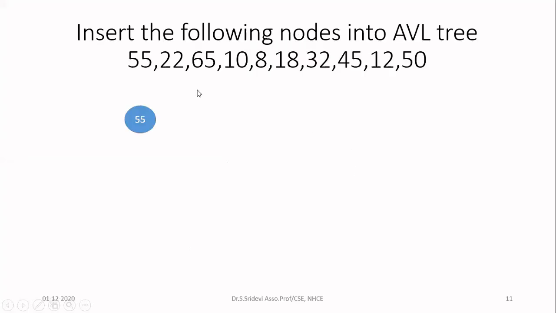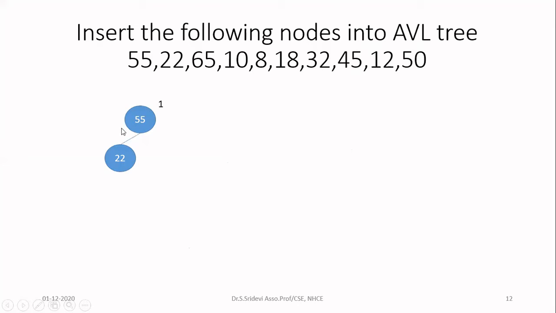So now we'll focus on example 2. In this, we are going to insert the following nodes into the AVL tree in the given order. First, I have the node 55. It is the root node, insert it. Then I am getting the node 22. It is less than 55, insert as a left subtree.